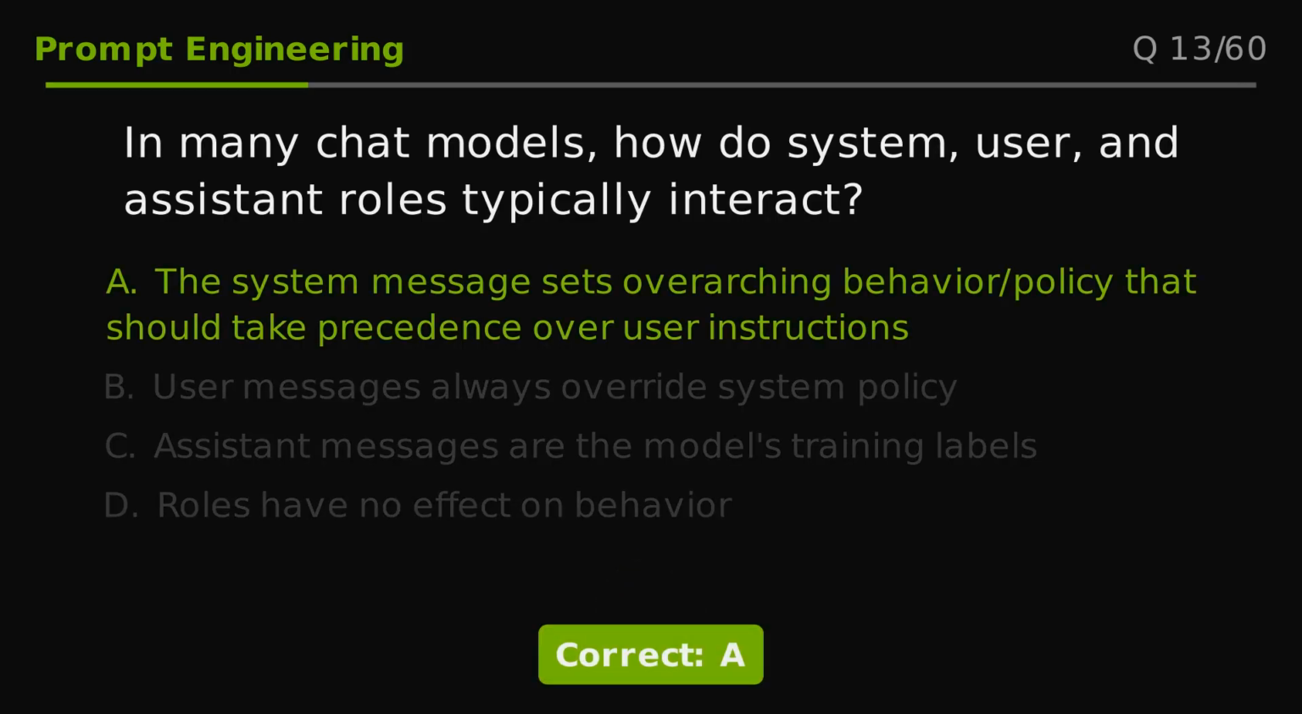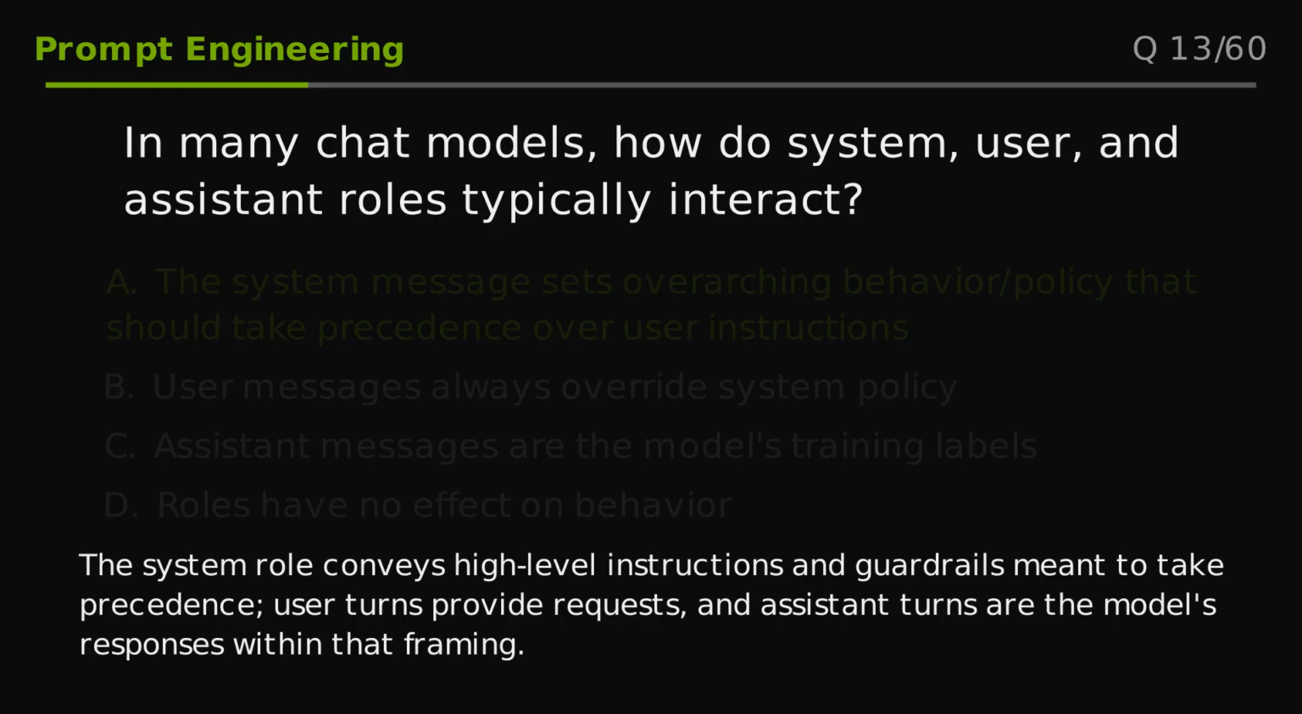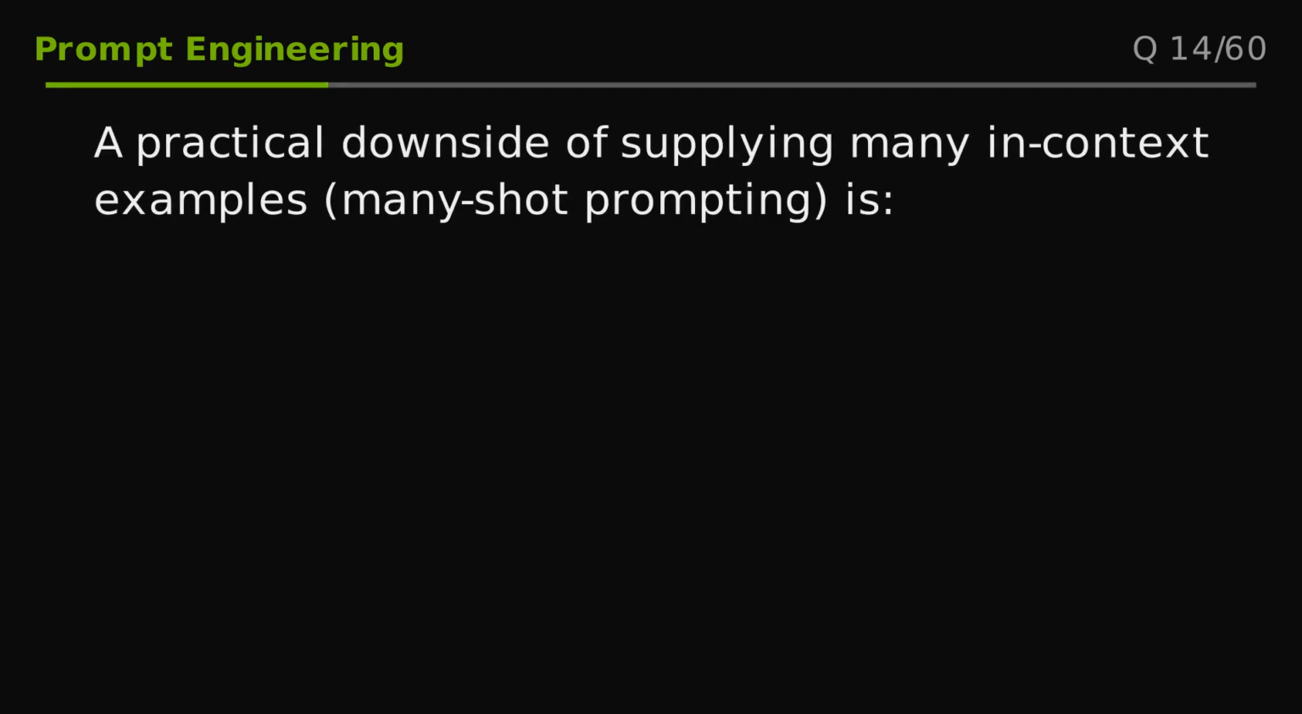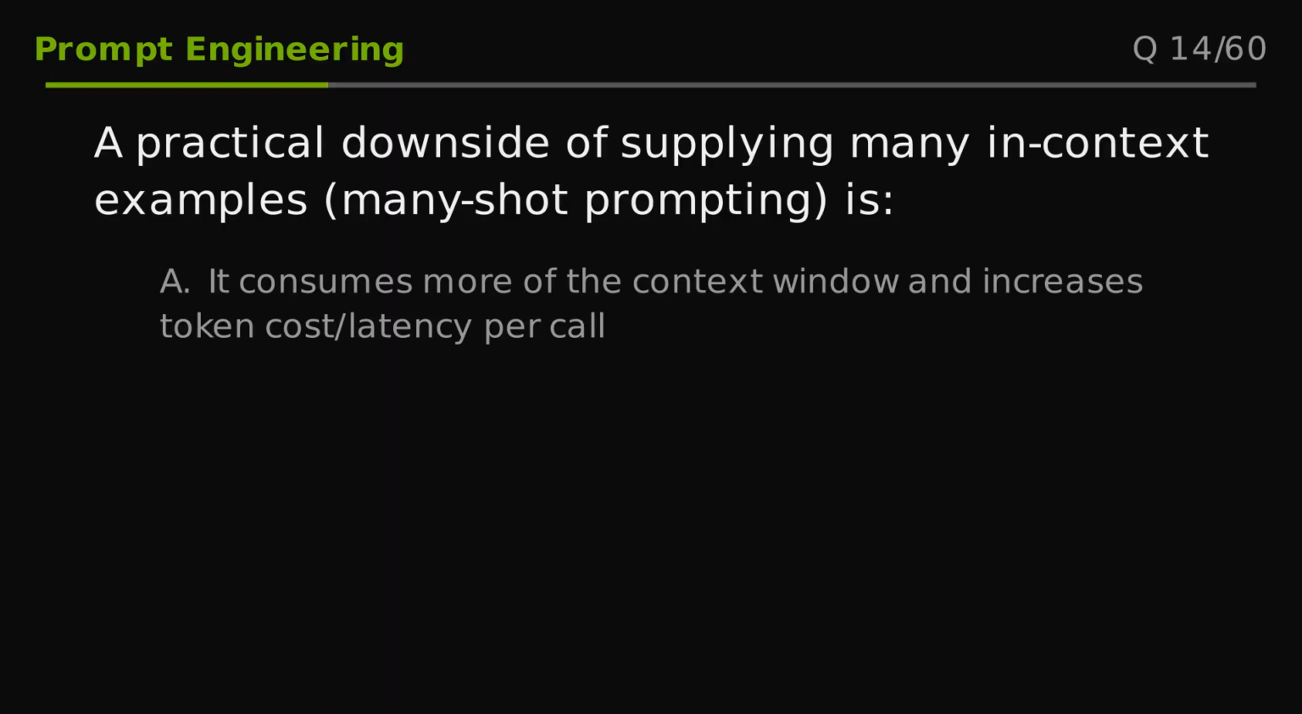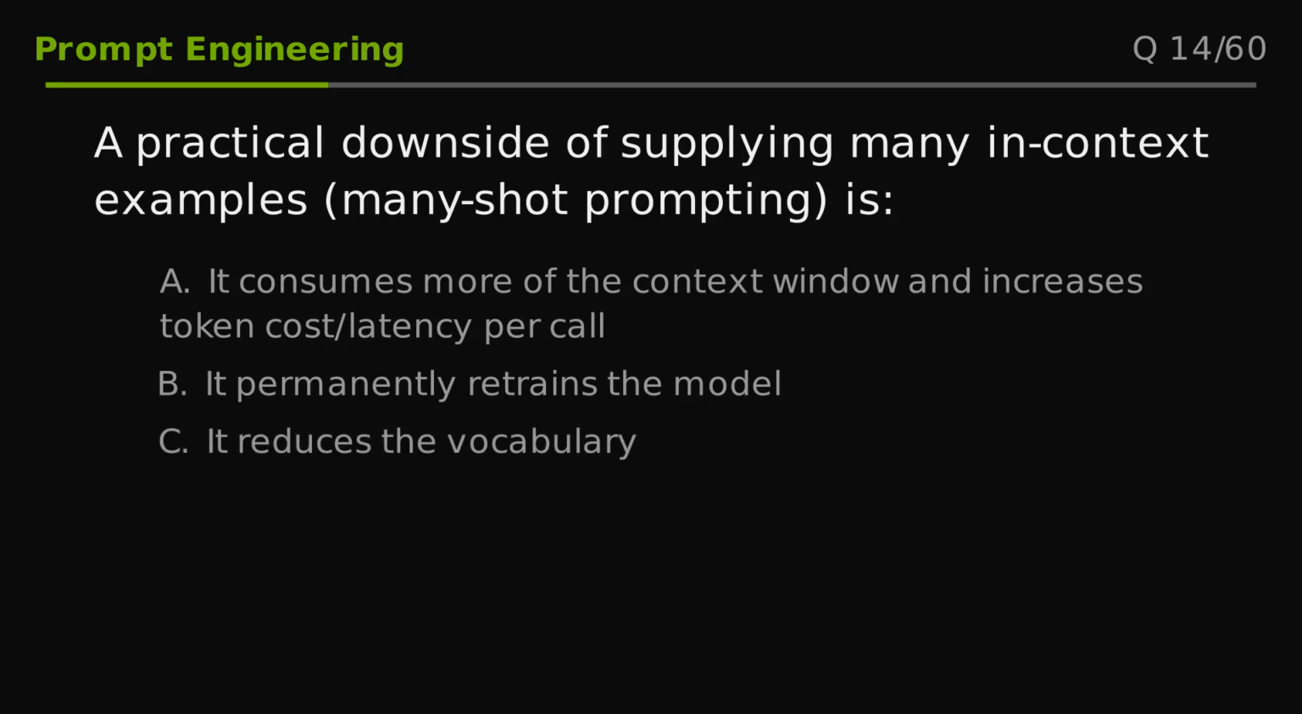The correct answer is A. The system role conveys high-level instructions and guardrails meant to take precedence. User turns provide requests, and assistant turns are the model's responses within that framing. Question 14. A practical downside of supplying many in-context examples, many-shot prompting, is Option A. It consumes more of the context window and increases token cost or latency per call. Option B. It permanently retrains the model. Option C. It reduces the vocabulary. Option D. It disables sampling.